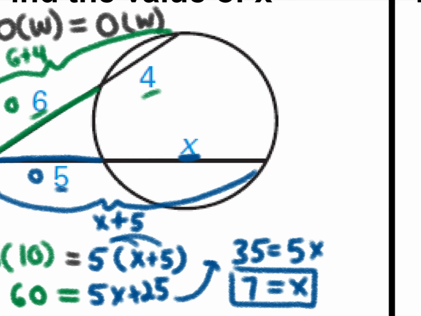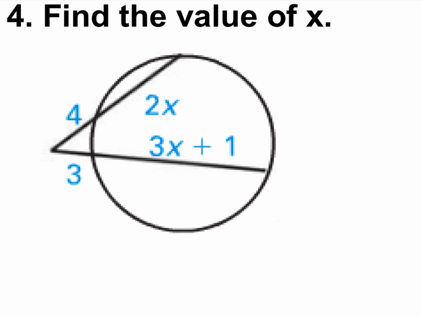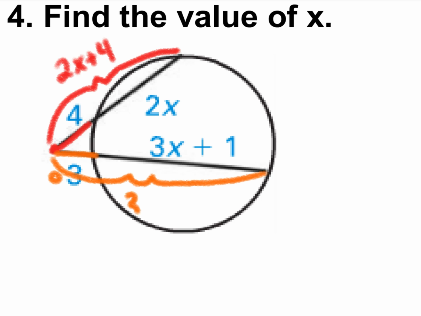All right, one more problem to take a quick look at. It's the same type of problem, but it's a little different in terms of the algebra. Again, the vertex is outside, so we use the equation outside times the whole. In this case, the whole is 2x plus 4, is equal to the outside again, 3, times the whole line, which is 3x plus 1, and don't forget we have to add the outside to it, so plus 3. Let's go ahead and write our equation.